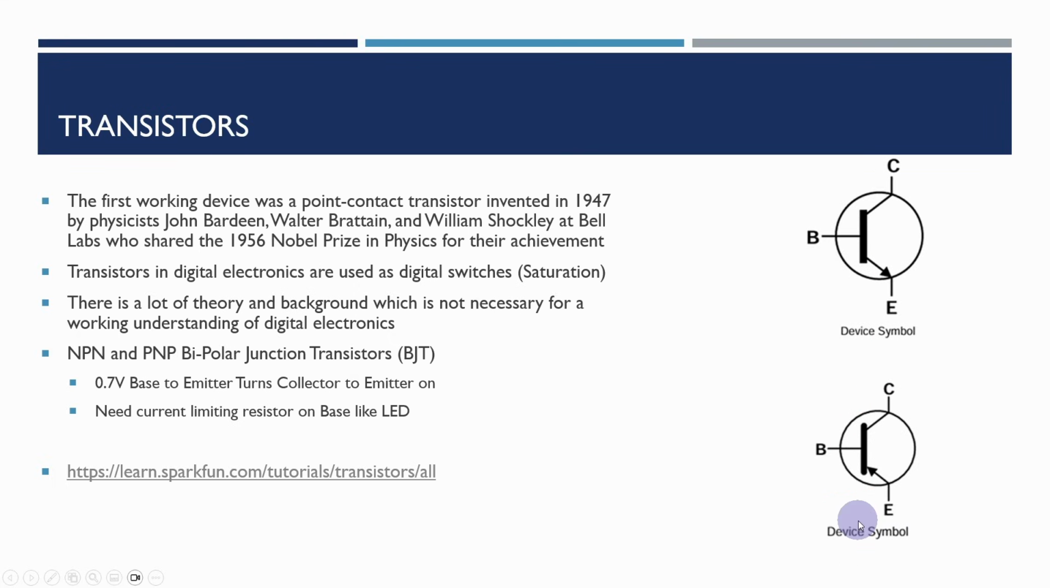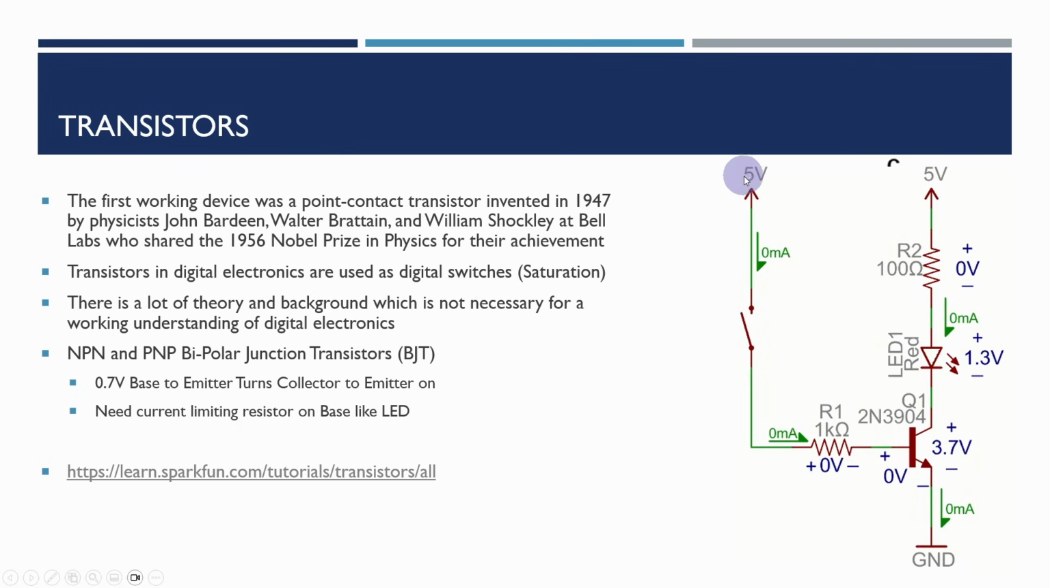So the symbols: the NPN has the arrow not pointing in, and the PNP has the reverse arrow there. Now, quite often when the symbols are drawn, they're drawn with the collector at the top and the emitter at the bottom. However, the way the PNP one is used most of the time is the reverse of that. So we'll look at that in a second.